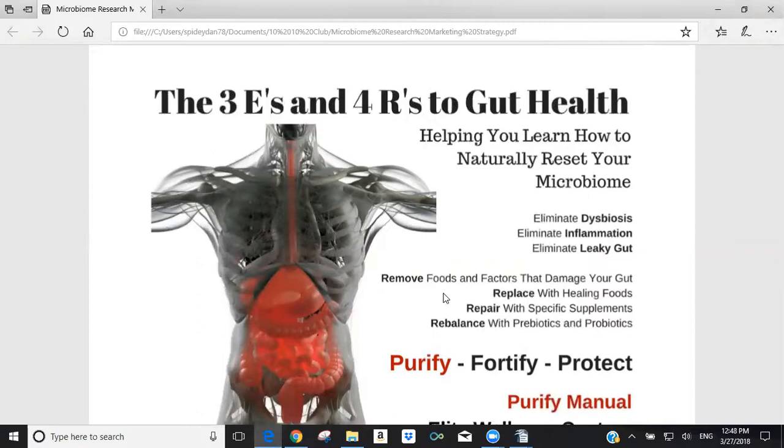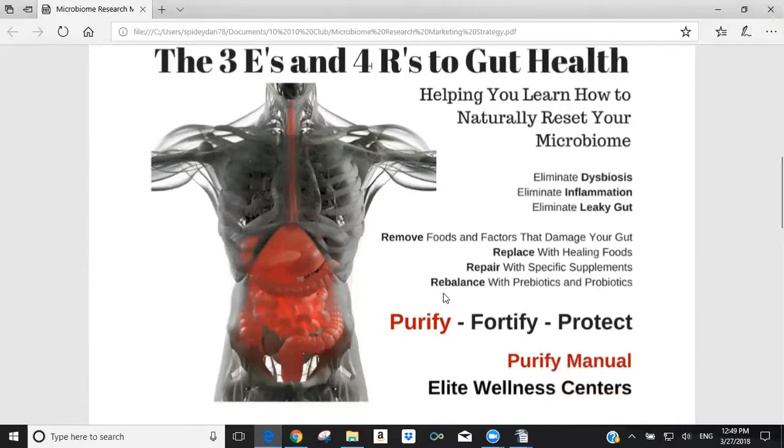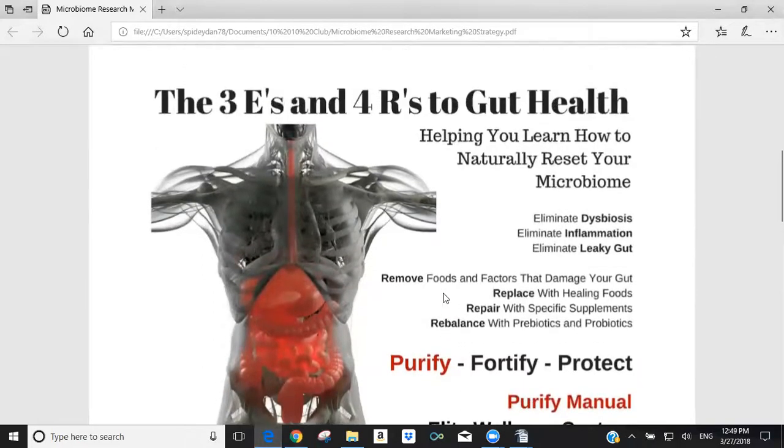And so how do you do that? How do you eliminate dysbiosis, eliminate inflammation, and eliminate leaky gut, the 3 E's? Well, you do it by the 4 R's, which are remove foods and factors that damage your gut, replace them with healing foods, repair with specific supplements, and rebalance with prebiotics and probiotics. This foundational product that everyone starts with in the Synergy program to begin the process of resetting their gut health is the Purify Kit. In the Purify Kit from Synergy Worldwide is a manual.